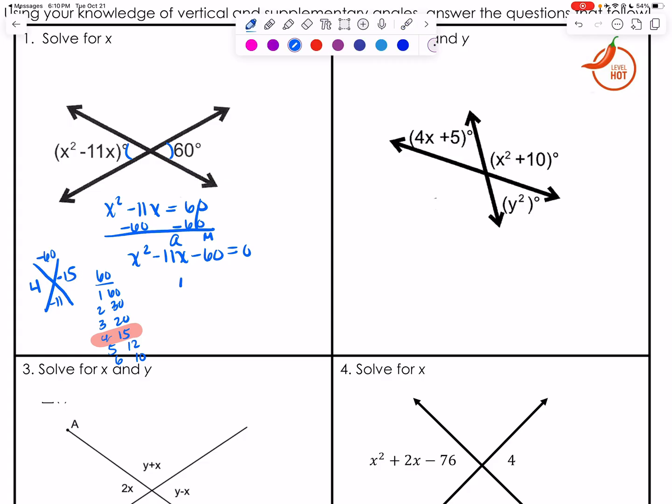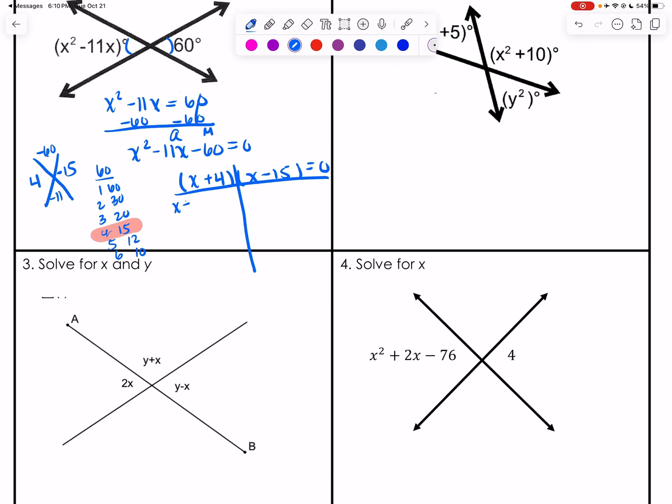So now I have my factors, so I have x plus 4 times x minus 15 is equal to 0. And now we set our factors equal to 0. So I'm going to do x plus 4 equal to 0, and then x minus 15 equal to 0. When I solve the equation on the left, I subtract 4, and I get x equals negative 4. And then on the right-hand side, I add 15, and I get x is equal to 15.